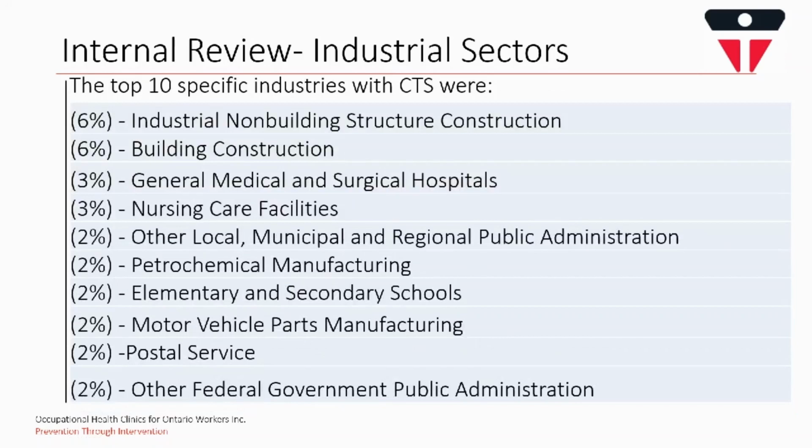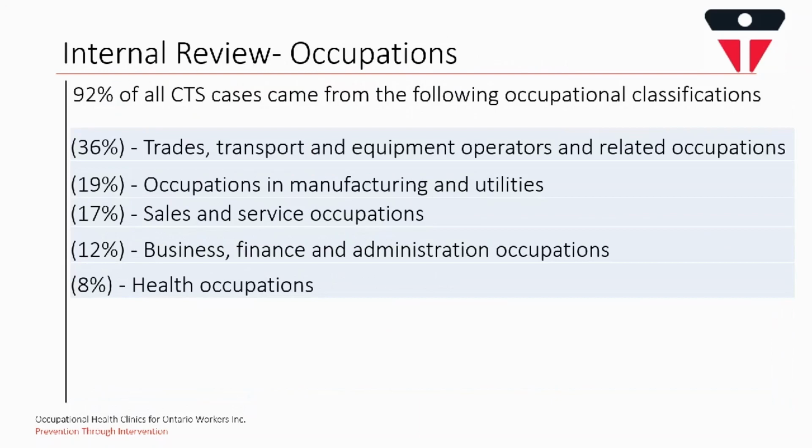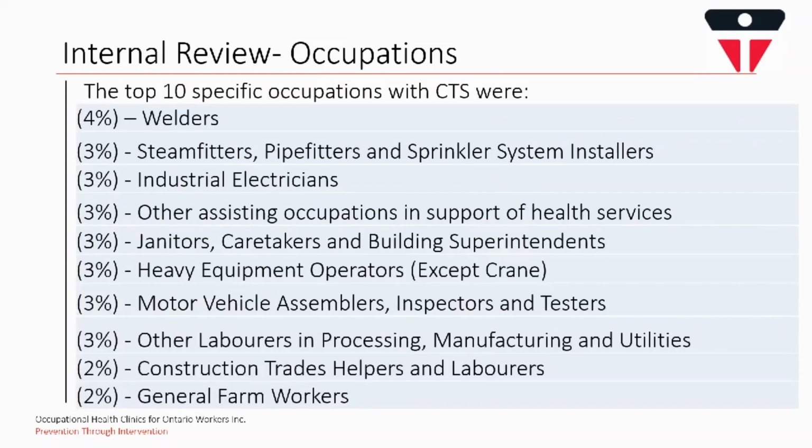92% of the carpal tunnel cases claimed were from the following occupational classes: trades, transport, and equipment operators, occupations in manufacturing and utilities, sales and service occupations, business, finance, and administration occupations, and finally, health occupations. The specific occupations: welders, steam fitters, pipe fitters, electricians, occupations that support health services, custodians, heavy equipment operators, assembly line workers, construction trades, and farm workers.